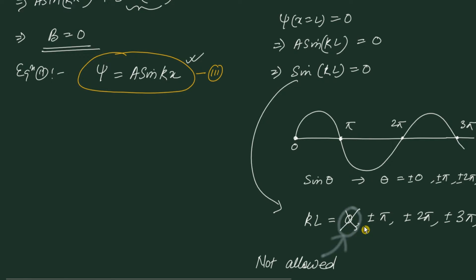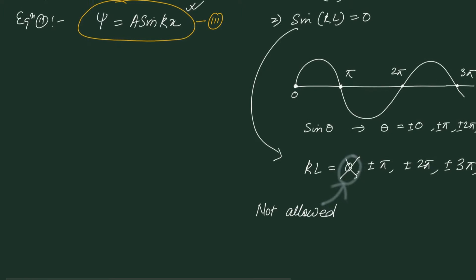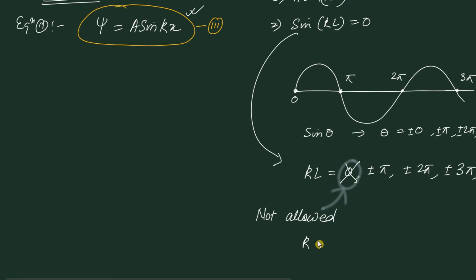So what do I get? The remaining thing I get is kL is equal to, let's suppose, n pi, so if I take the L to the other side, I get k equal to n pi upon L, where n can have values of 1, 2, 3, 4, and so on. You will notice that I have removed the negative terms, because the negative sign does not give us any new information.